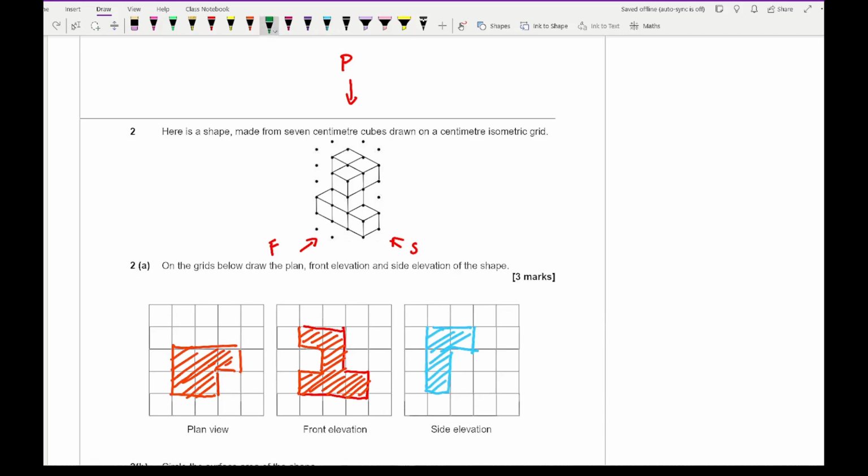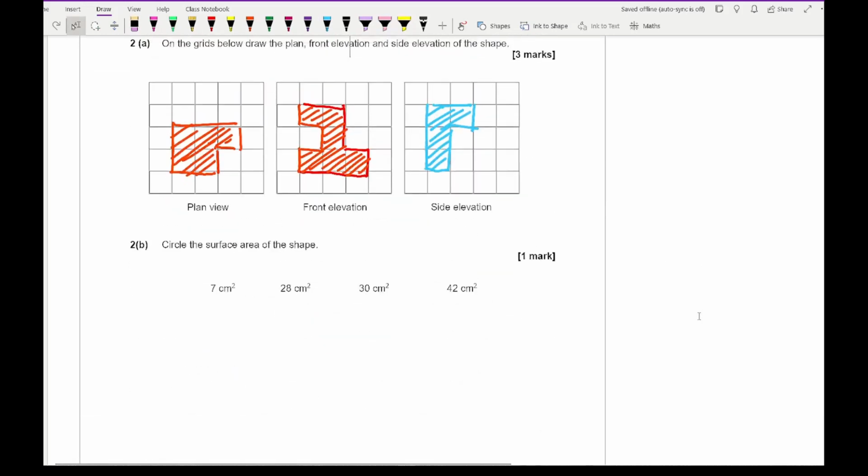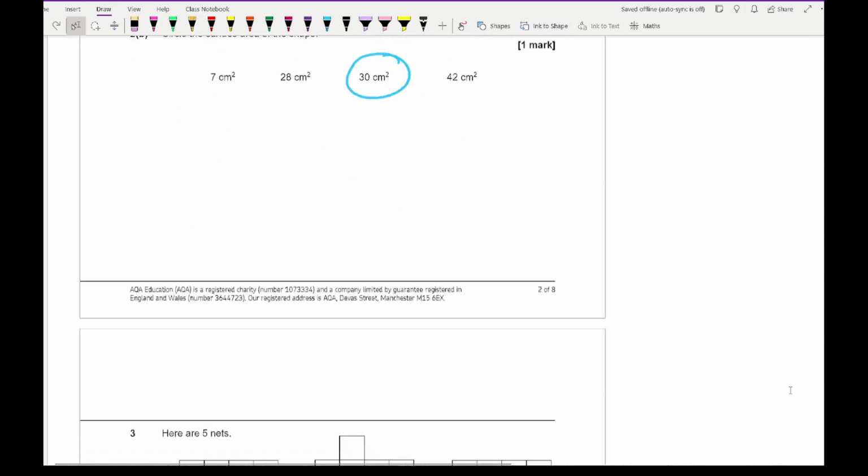I find that a lot of students find that colouring in does help when they're doing the front and side view. So for example, and again, just bear in mind that in an exam, anything that's not in black or blue won't show up when they scan your paper in. So something along those lines would be fine to help you. And then question 2b says circle the surface area of the shape, and that's going to be 30 centimeters squared.